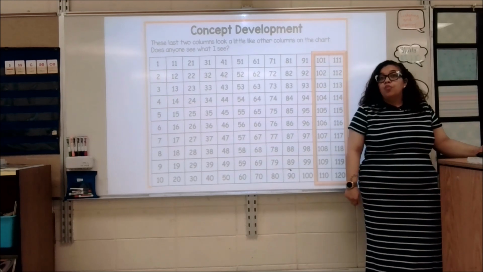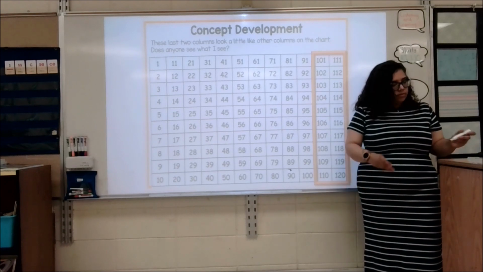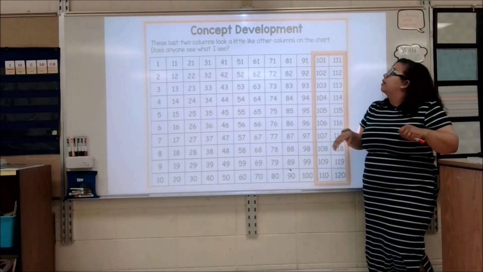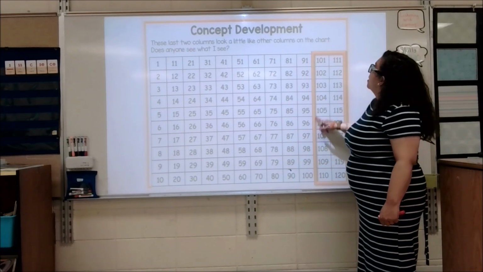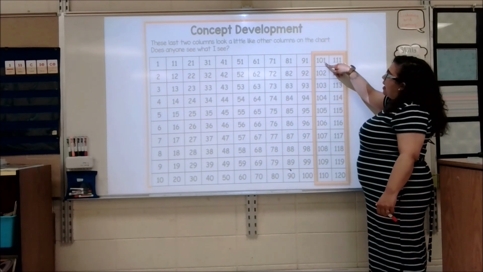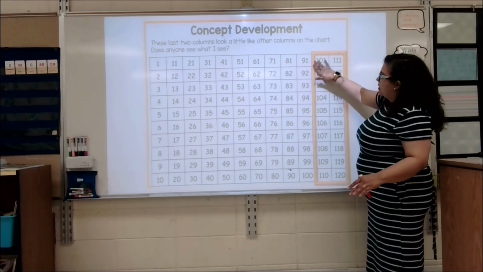101. So really what we see happening here is that 100 was 10 tens. Well, now we have 10 tens and 1 more. 10 tens and 2 more. So see how that's happening there?